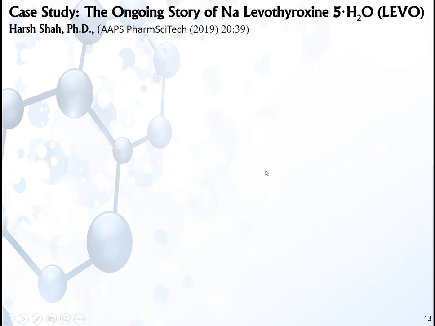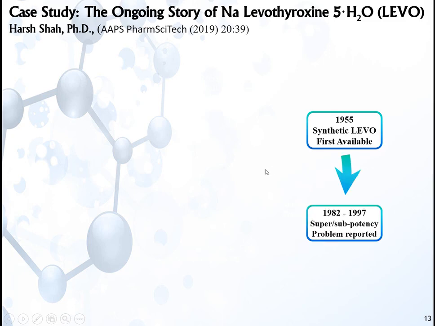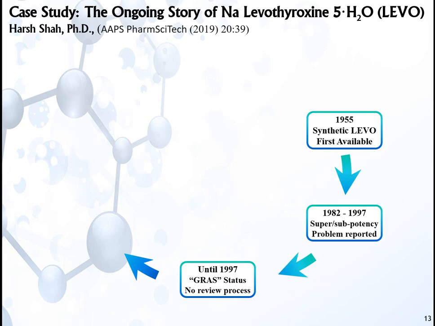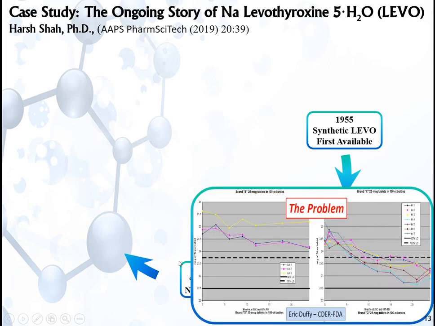This is just a real quick review of the history. Synthetic levo was first available in 1955, and from 1982 to 1997, these super- and subpotent problems were just constantly reported. It's the most recalled drug in history by any measure, whether numbers of units or numbers of recalls. And because it was GRAS until 1977, no review process was required.